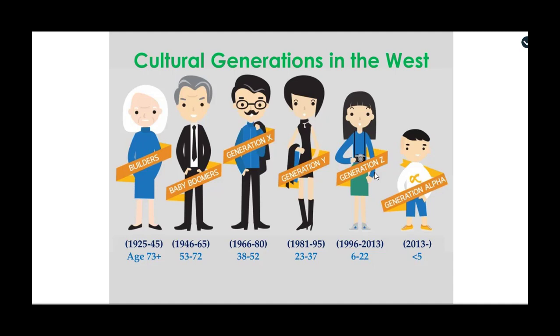Their characteristics, their behavior, attitude, everything was shaped by all these things. So generally the generation Z are tech savvy. Tech savvy in the sense they can learn things related to technology quickly, quicker than the previous generation, whereas the generation Alpha is more techno savvy, I should say.